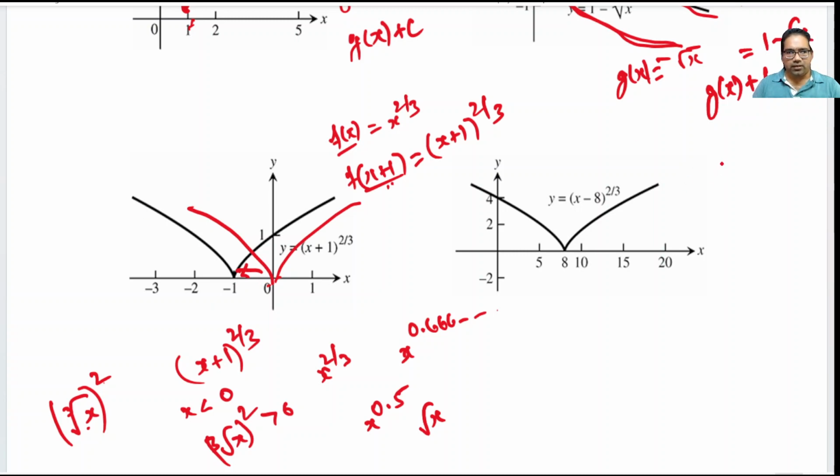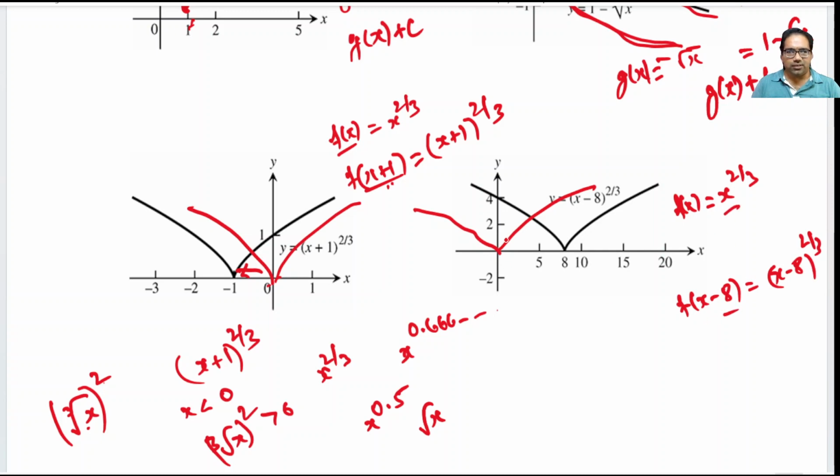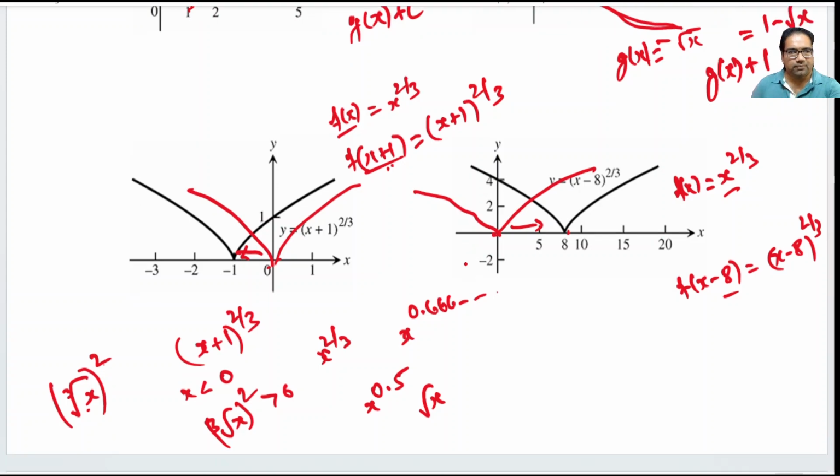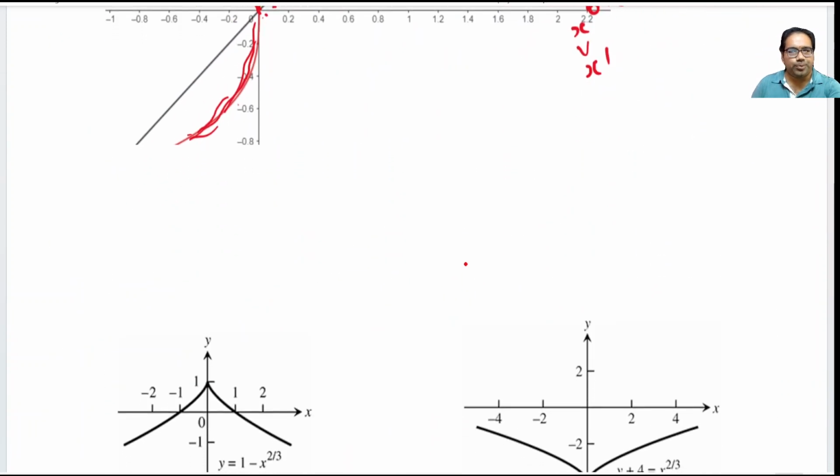Similarly, this one, x power 2 by 3. We know what x power 2 by 3 is. F of x is x power 2 by 3. What is f of x minus 8? This is x minus 8 whole power 2 by 3. That means this graph is shifted 8 units towards the right. So that's why this 0 has become 8. So f of x minus 8, whole power 2 by 3, is this one. Hope you guys understood this.